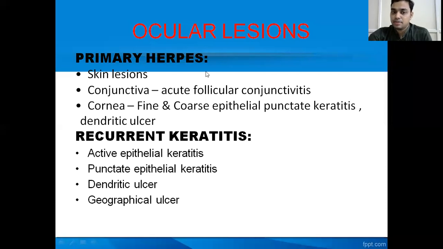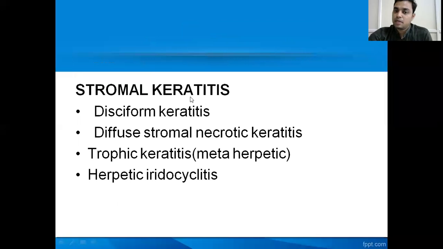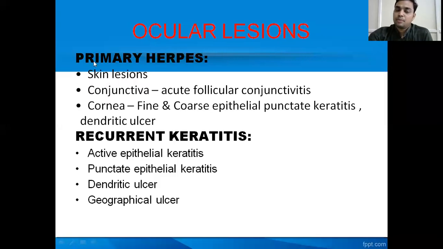What are the ocular lesions we see? First, three types of lesions are seen. In that, the first one is primary herpes, then recurrent keratitis, and stromal keratitis. This is about herpes simplex virus infection. So in the primary herpes, first of all, we see some skin lesions. The conjunctiva is infected. Then we see acute follicular conjunctivitis.